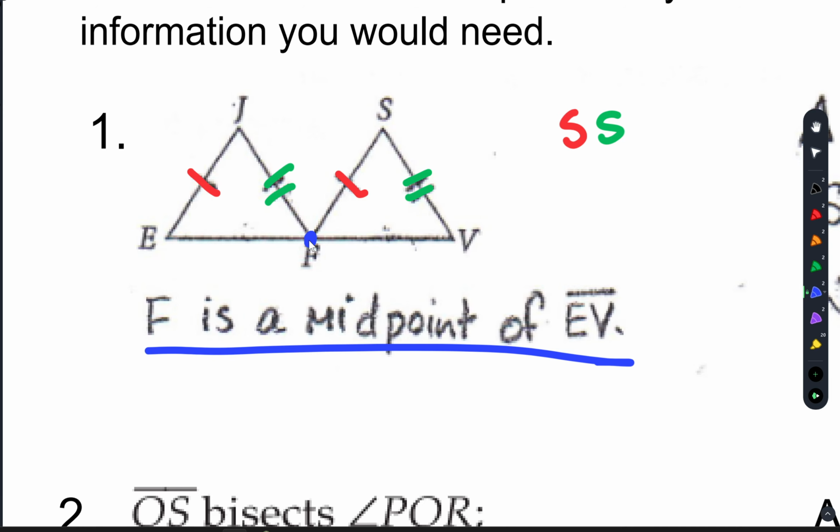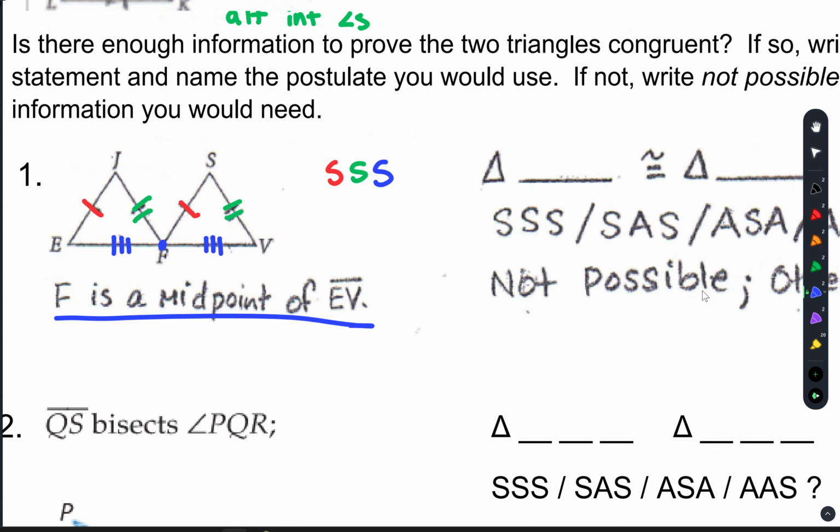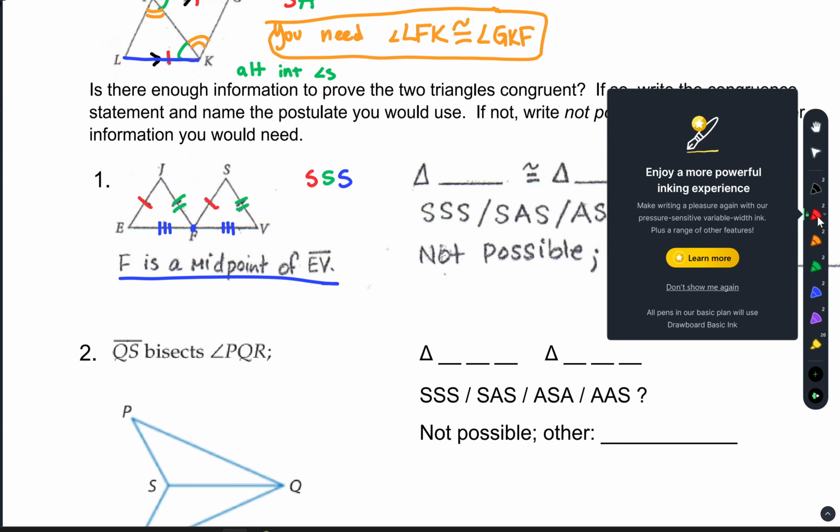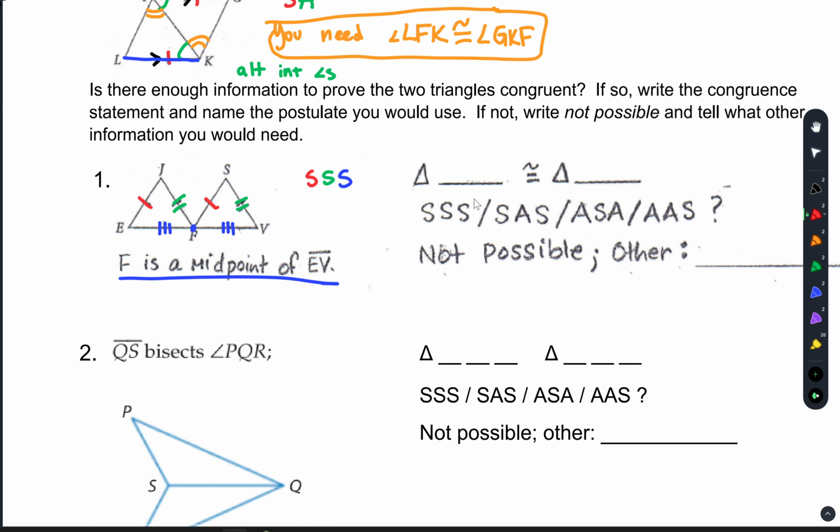Perfect. If F is the midpoint, then it must split this segment into two congruent segments. So that gives me my third side by the definition of a midpoint. So I clearly only have one option here. It kind of eliminates itself for me. This has to be SSS because I have 3 pairs of congruent sides.